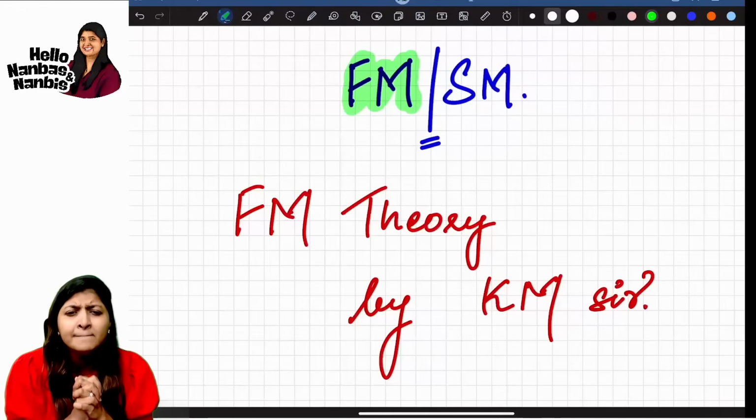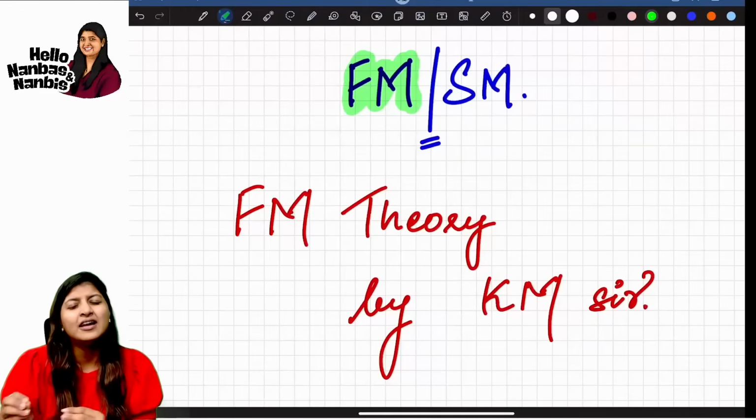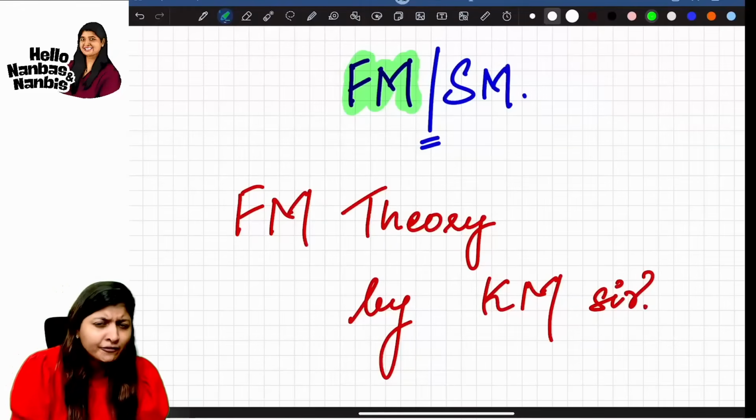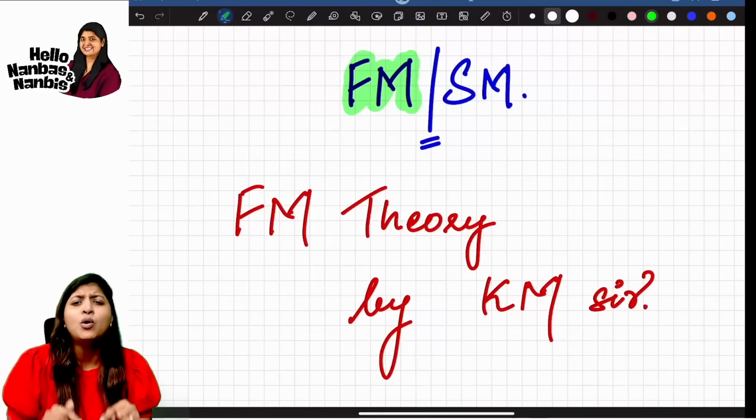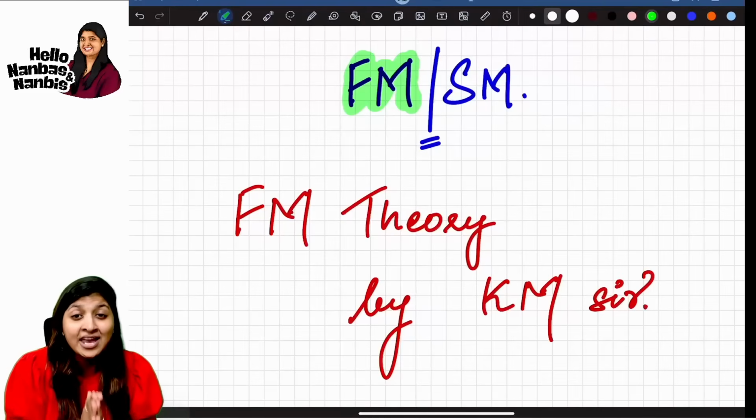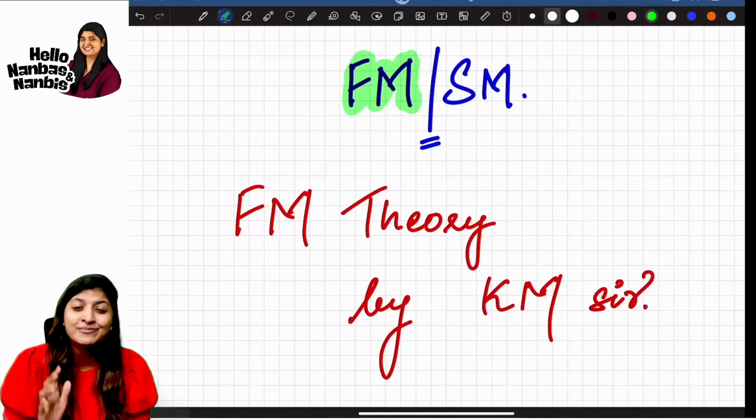And it is also my humble request to not leave anything and go for the exam, guys. This theory is part of your syllabus. It is your duty to know what is there in that. So yes, make use of it and enjoy with Kaushik Mukesh sir.